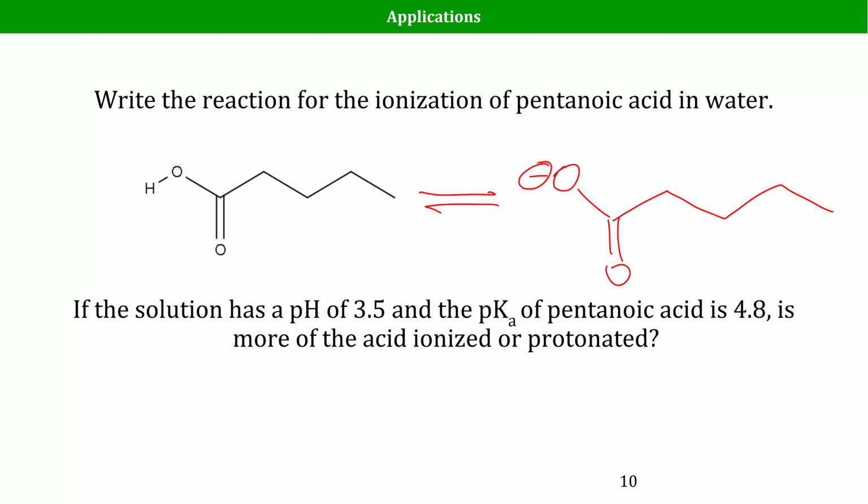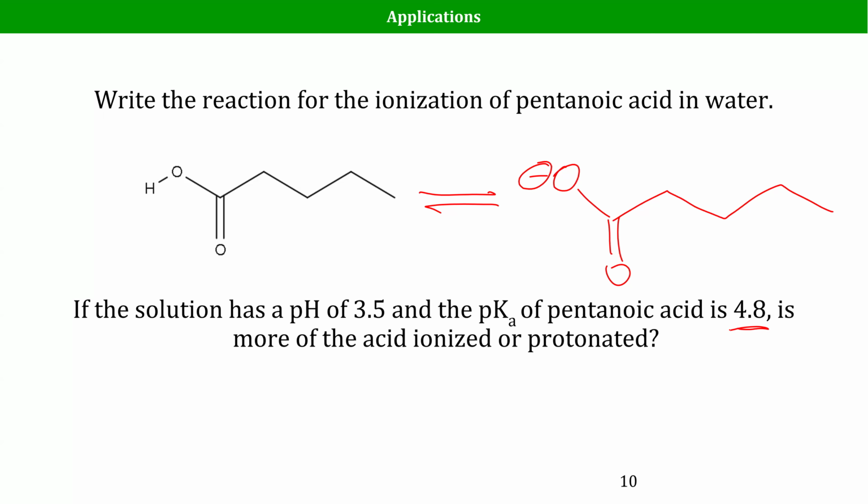If the pKa of pentanoic acid is 4.8, and we're trying to dissolve it into a solution with a pH of 3.5, is more of it protonated or deprotonated? Explain why. Because when the pH is smaller than the pKa, then it's going to be more acidic.